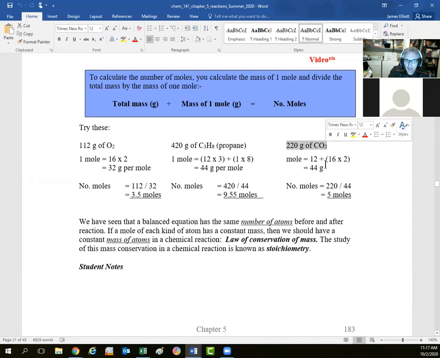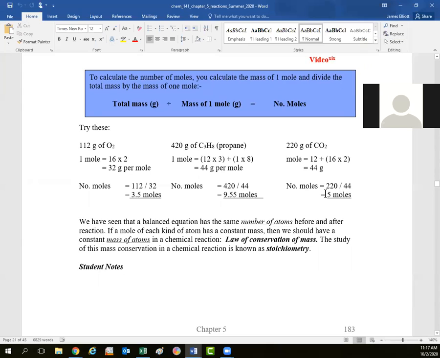220 grams of the carbon dioxide. Again, work out the mass of 1 mole first, 12 grams for carbon, 16 grams for oxygen rounded up times 2. So that comes to 44 grams. So that total mass, 220, divided by the mass for 1 mole, 44, that comes to 5 moles.